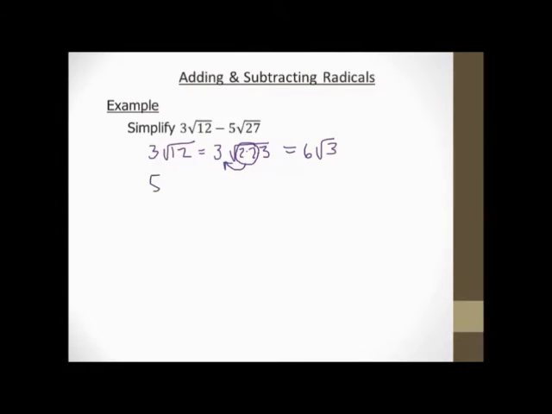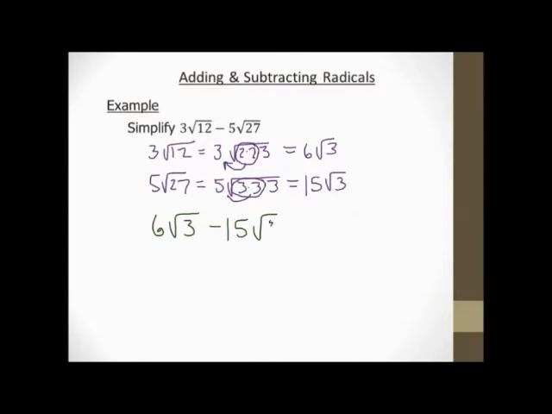Let's do 5 square root of 27. I'm going to end up with 5 times the square root of 3 times 3 times 3. My index is a 2, so I'm going to circle a group of 2 3's, bring one out. So I'm going to end up with 5 times 3, which is 15 square root of 3. For the next step, I'm going to take 6 square root of 3 minus 15 square root of 3.